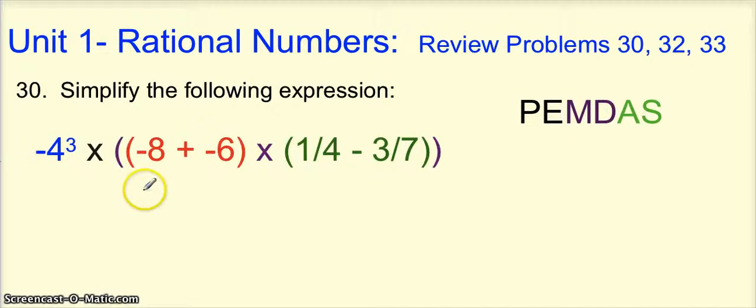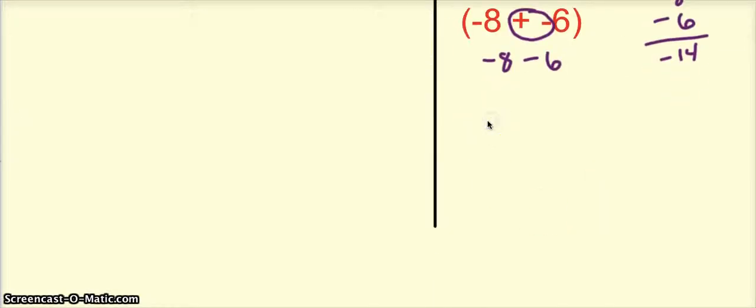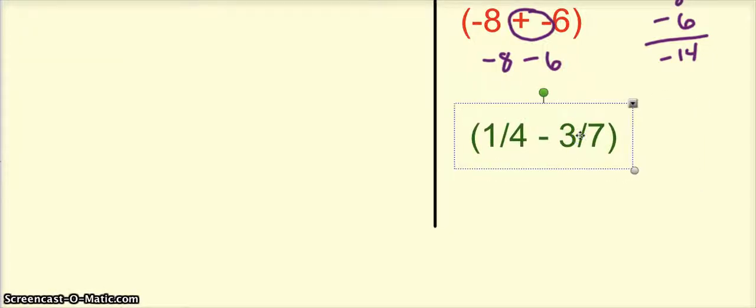So this means that I can replace all of this with just -14. Next, I'm going to take the items inside of the parenthesis that's in green and simplify that down. So here we have 1/4 and 3/7.